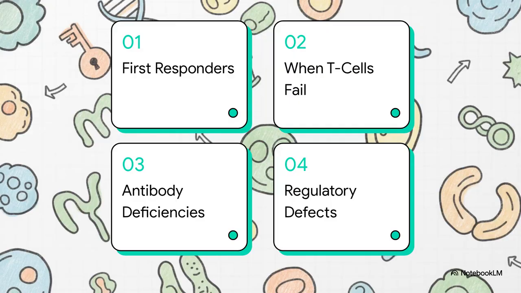So, to make sense of all this complexity, we're going to trace the systemic breakdown across 4 key areas. First, we'll look at the defects in our first responders. Then, what happens when T cells fail. Third, the antibody deficiencies. And finally, we'll look at what happens when the regulatory brakes break down completely.